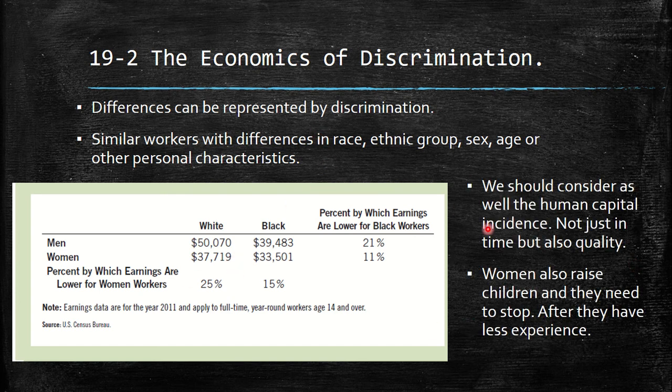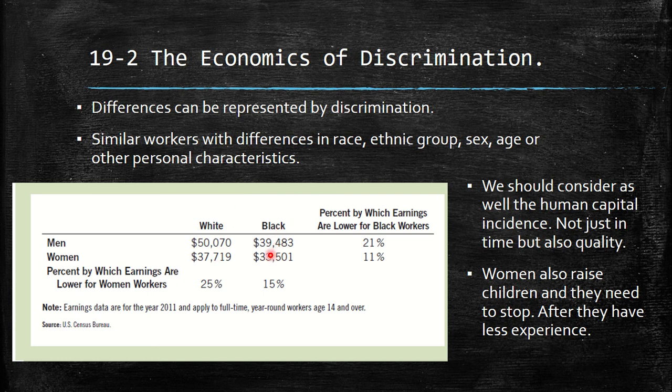Obviously this should be human capital as an influence, not just in time but also in quality. Why? Because sometimes, unfortunately, white people have access to better education compared with African American people. So if you are white and a man, on average you can earn $50,000 per year. However, if you are a woman, you will get this one. So this is discrimination by gender.